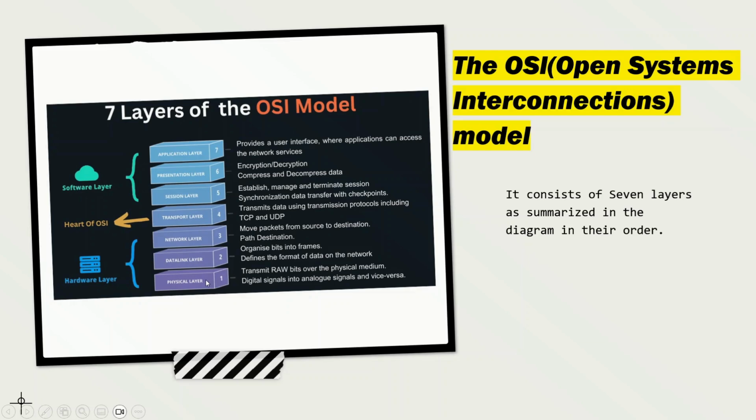And then the raw bits from the physical layer get to be organized into frames on the data link layer, and then it defines the format of data on the network. So here the first encapsulation takes place. The bits get converted into frames. Rather, the bits from the physical layer, when they reach the data link layer, are organized into frames.